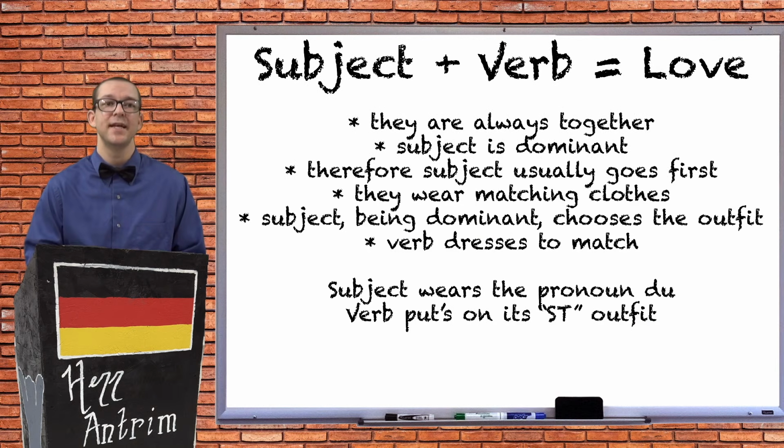The subject and verb take their relationship to the creepy level of wearing matching clothes. The verb changes to match the subject, as the subject is the dominant personality in the relationship, so it gets to choose the outfits that they wear. If the subject wears the du pronoun, for example, the verb wears its st outfit.